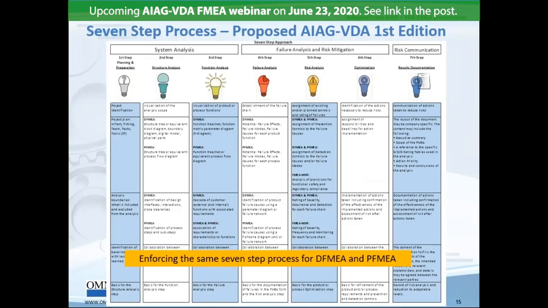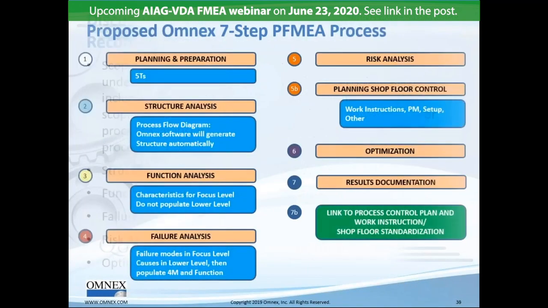Here is a form we took from the AIAG VDA FMEA itself, and it's a good summary sheet to have. And you look at the very top, it says system analysis, failure analysis and risk mitigation, and the 7-step communication. These are the 7 steps we recommend: the process flow diagram and structure analysis, the function analysis as characteristics for the focus level.